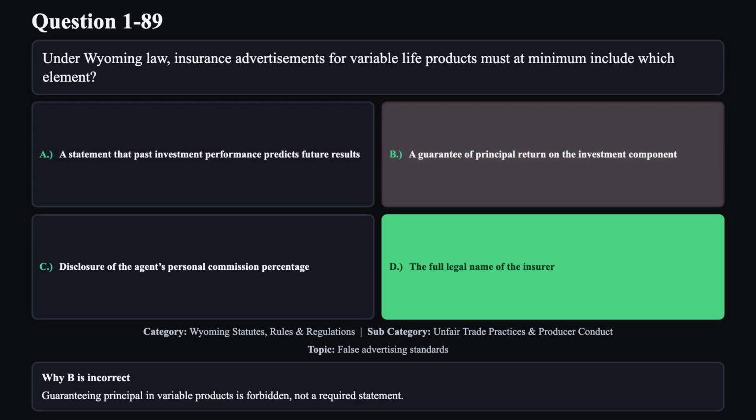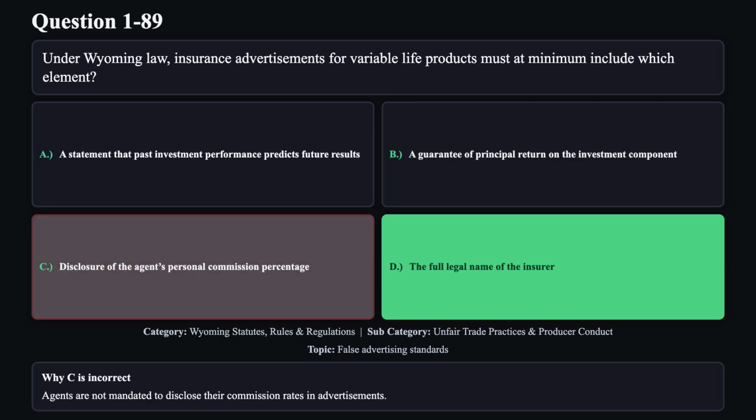Reason B is not correct. Guaranteeing principal in variable products is forbidden, not a required statement. Reason C is not correct. Agents are not mandated to disclose their commission rates in advertisements.